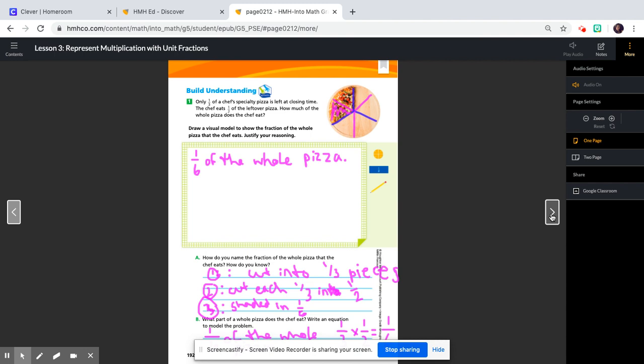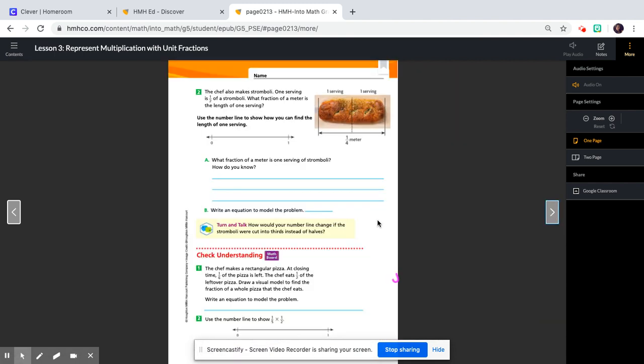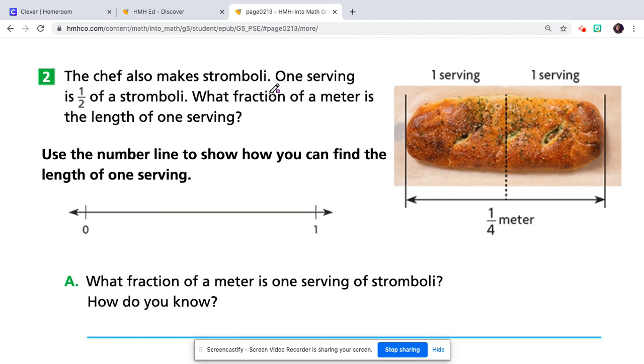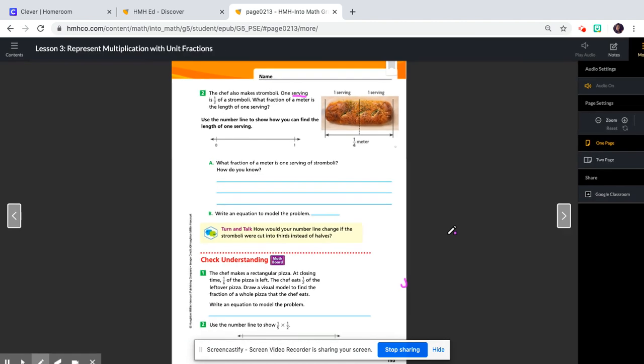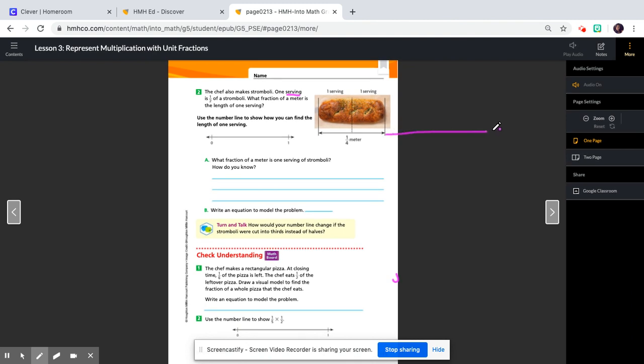I'm going to go ahead and flip over to the next page. Okay, so here we're still dealing with our chef. The chef also makes stromboli. One serving is half a stromboli. Remember we talked about what a serving is? A serving is the amount that you should have, okay? And they show us that here. So this is the 1/4 of a meter, okay? So there's a huge part of this, okay? This goes all the way through, okay? Something like this. So from here to this would be our 0, and this would be our 1 or our 4 out of 4.